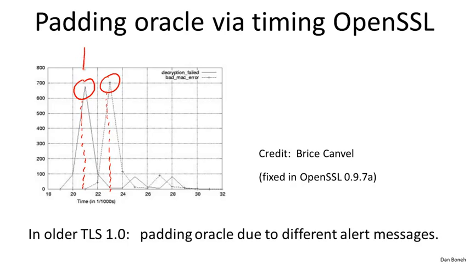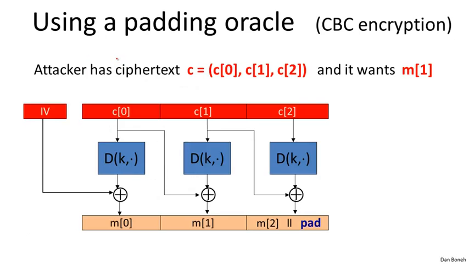If the time is short, it knows the pad was invalid. If the time is long, it knows the pad was valid, but the MAC was invalid. As a result, the adversary still has a padding oracle that can tell it whether the pad was valid or invalid. So now let's see how to use a padding oracle. I claim that if the attacker has a certain ciphertext C, he can completely decrypt that ciphertext just using the padding oracle. So let's see how to do it.